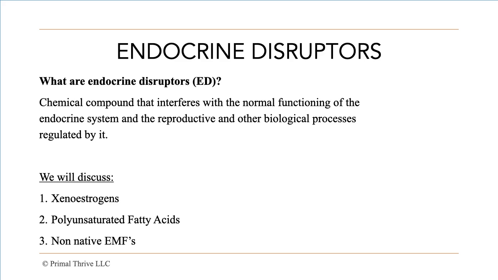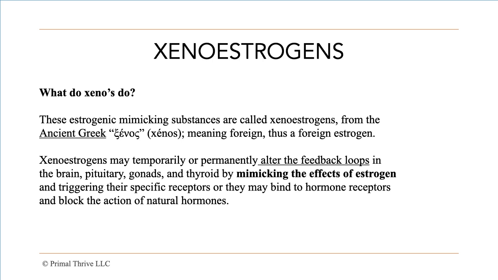In this part of the course, we will discuss the three main ones: xenoestrogens, PUFAs or polyunsaturated fatty acids, which are actually also acting estrogenic, and non-native EMFs, so man-made electromagnetic fields. To begin with the xenoestrogens, I would like to go to the etymology of the word. So we can derive xenos from the ancient Greek, and this means foreign, and therefore a foreign estrogen that is recognized by the body, but it has disturbing effects on the hormonal system.